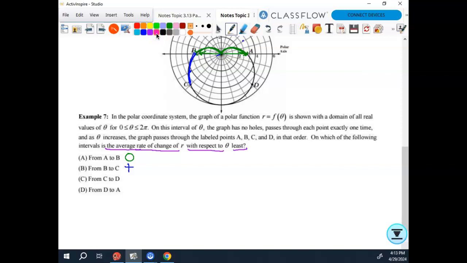Let's see what else we can figure out. From C to D, look at these. Again, symmetry and same r values. So this is 0. And then my rate of change from D to A, we are positive and decreasing our distances, which means our rate of change is negative because r decreased. And when I want to know which one is the least, that would be D.